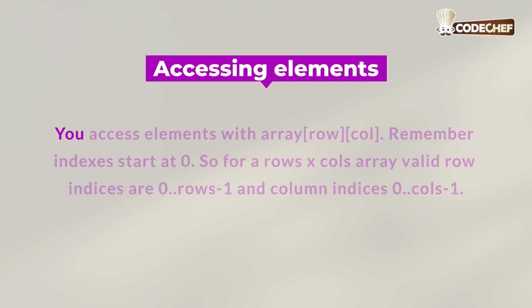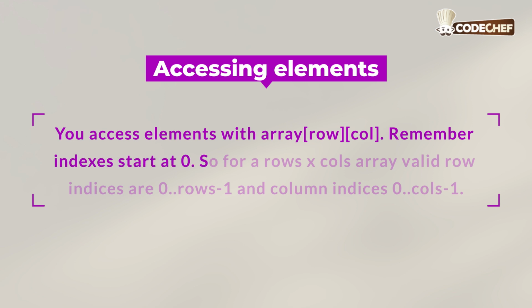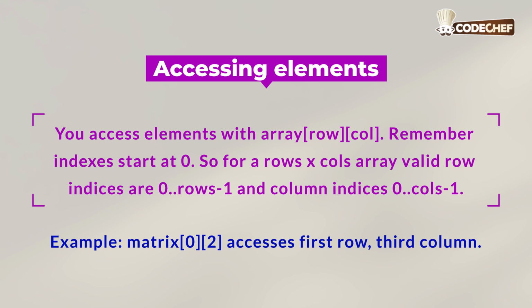Accessing elements. You can access elements with the array name, row and column. Remember, indexes start at 0. So for a rows by columns array, valid row indices are 0 to rows minus 1, and the column indices are 0 to columns minus 1. For matrix[0][2], this accesses the first row and third column.